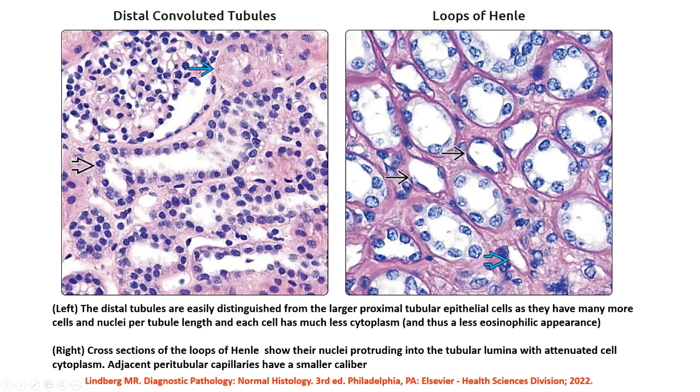As you can see, these cells seem to have a hobnail kind of appearance, protruding into the lumen. And at some places, the cross sections of these loops of Henle might be a bit difficult to differentiate from the capillaries present in close proximity, because as you already know, the vasa recta are present in very close proximity to the loop of Henle, and you will identify the loop of Henle from the vasa recta capillaries by the presence of RBCs in the latter.